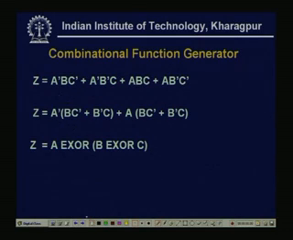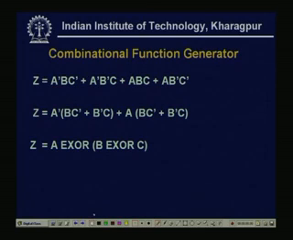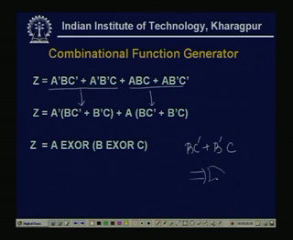Say from the first 2 terms, A dash B C dash and A dash B dash C, from here I can take A dash common. So, this is B C dash plus B dash C. Similarly, from the last 2 terms I can take A common and this is B C dash plus B dash C. Now, what is my B C dash plus B dash C? This is nothing but B XOR C. So, this is X.